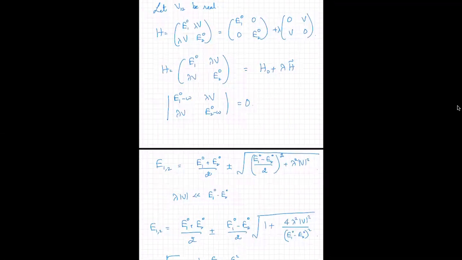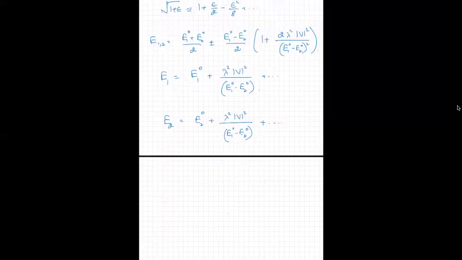Remember that I don't have to use lambda at all here. I can simply use H tilde and pretend that it is weak. But lambda is just a bookkeeping device, and the power of lambda tells you which order of perturbation you're correspondingly looking at. So this is the philosophy behind perturbation theory.